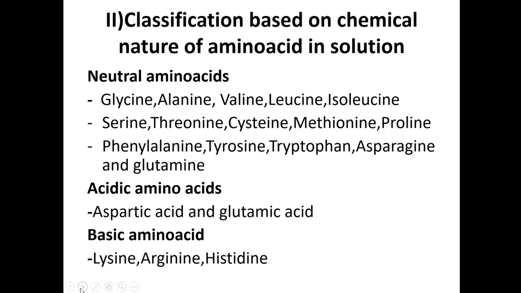The third category is known as basic amino acid. Why are they known as basic amino acids? These amino acids contain two amino groups and one carboxyl group. They are lysine, arginine and histidine. So classification based on chemical nature of amino acid gives neutral amino acids, acidic amino acids and basic amino acids.